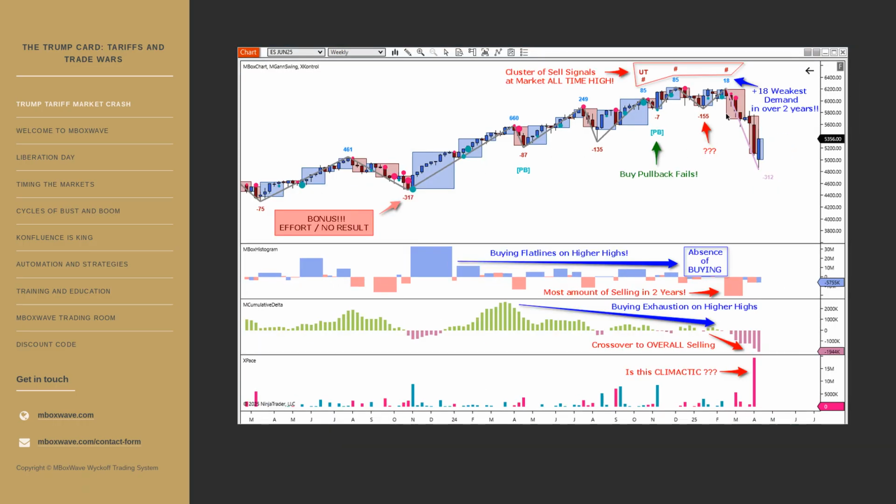So I already talked about the sell-off here. Let's talk about this bonus, right? So we've got this effort, no result situation here, as I call it, because we had a minus 317 supply here and we had no new low. So typically effort, no result happens when you have more of something and the result is less. And the result being less here is no new low.